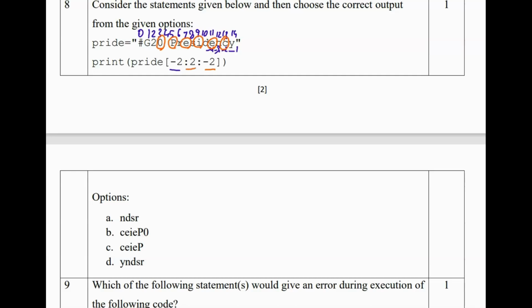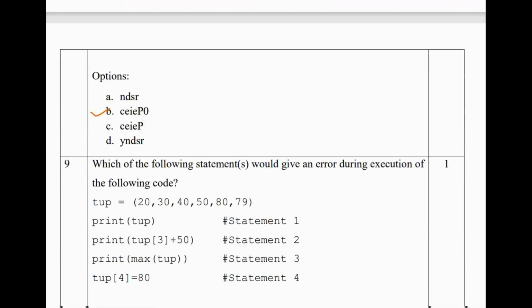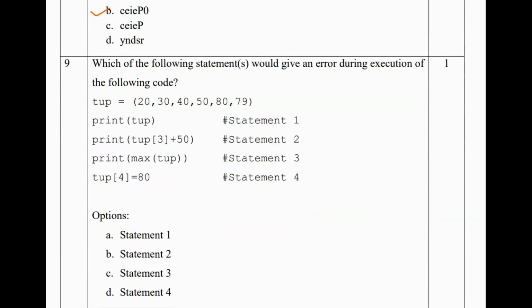You should stop at the stop value 2. 0, 1 and 2. At index 2 we have a character, but you should not include that. Before 2 it should stop, which is 0. So let me write the answer. It should start with small c, so just write C, E, I, E, P and 0. So what is your option? Option B is the right answer. Think and write the correct answer. Whatever it is, it is easy only, so you can write the correct answer.